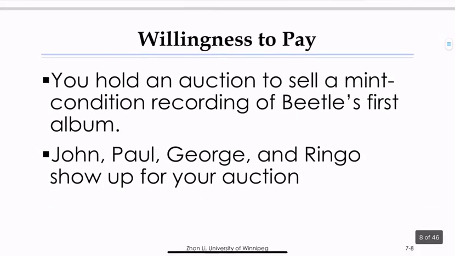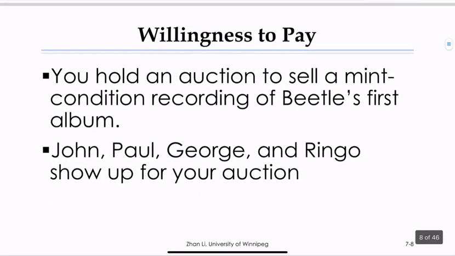Now, let's start with a very simple example. And through this example, we will introduce the concept of willingness to pay. And you guys will see that the demand curve actually gives you willingness to pay. So the important result of this section is that the area below the demand curve and above the price gives you consumer surplus.